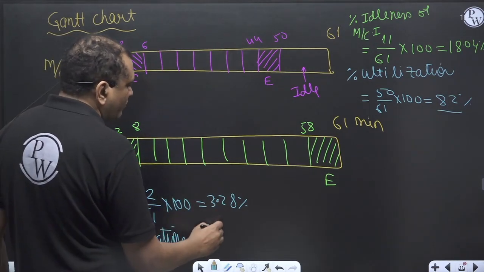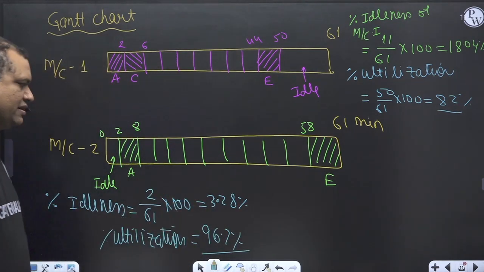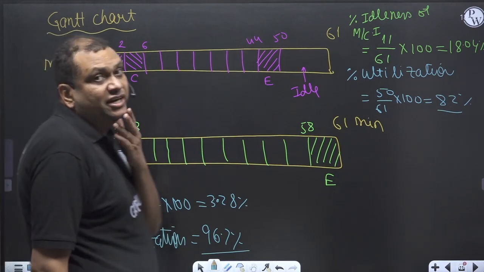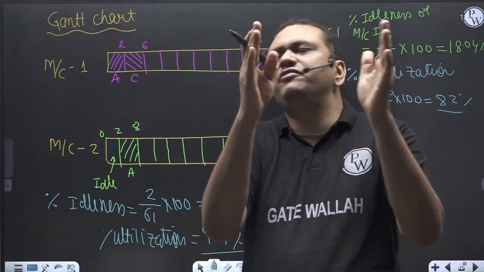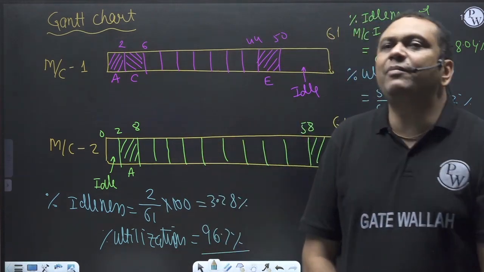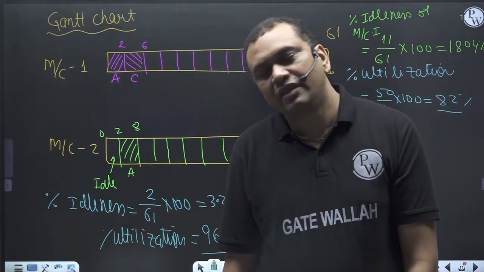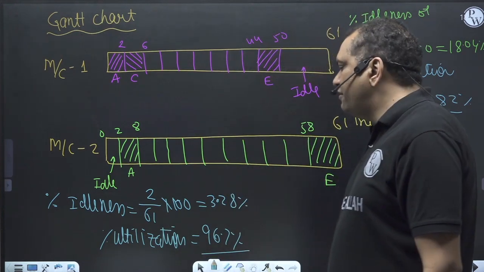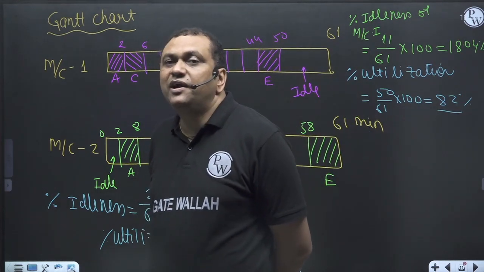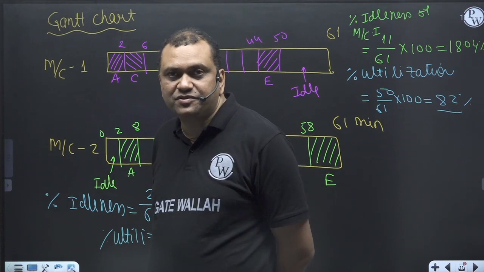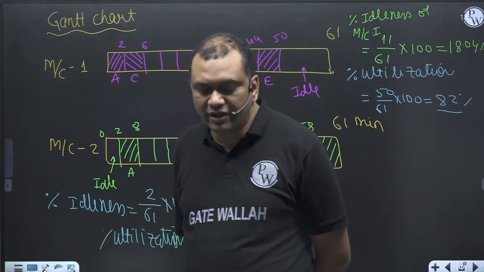Let us say 96.7%. Subtract basically in this. So these are called Gantt charts. Gantt charts give you a complete picture about the percentage utilization and percentage idleness of the machine. So this problem we have done, it is a multiple job, 2 machine problem. Okay.